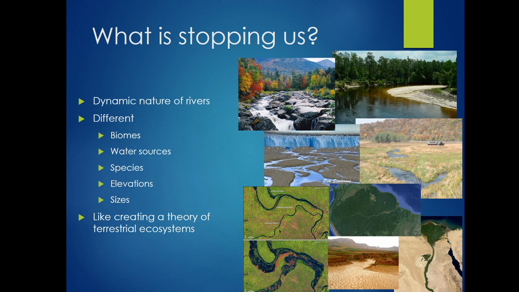So if you were to tell a terrestrial ecologist, I want to make a theory of terrestrial ecology, they'd be like, well, what are you talking about? This is a little bit silly, because a forest is different from a desert, is different from an estuary, is different from the Arctic tundra, right? But I think there's still this push in stream ecology to try to get a theory that works across all river systems.